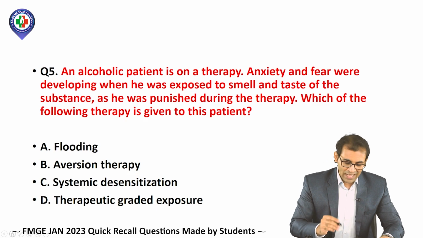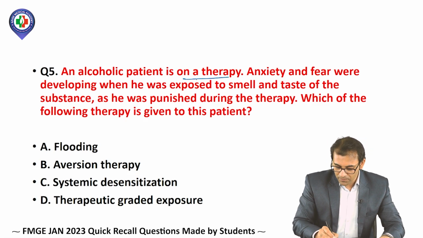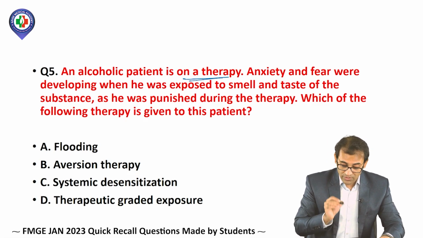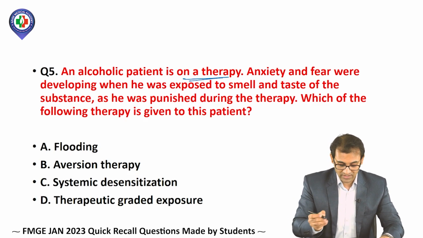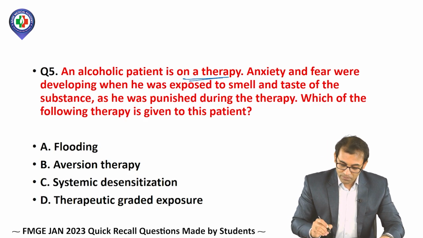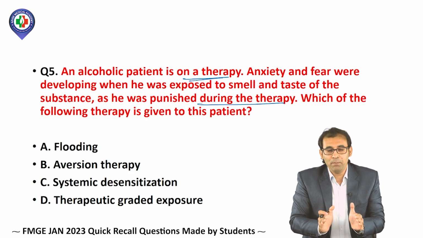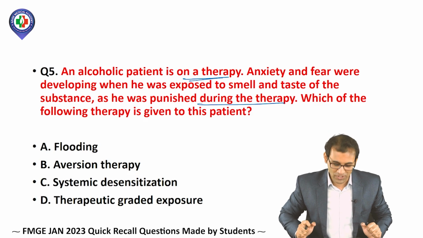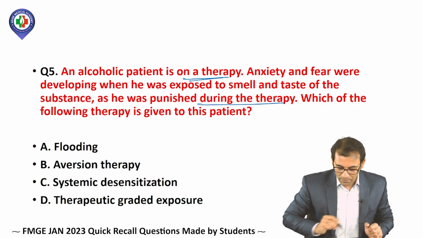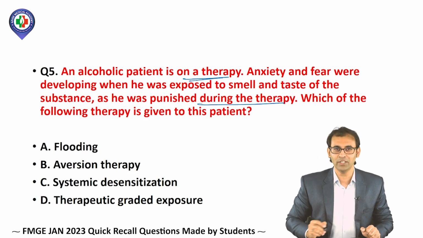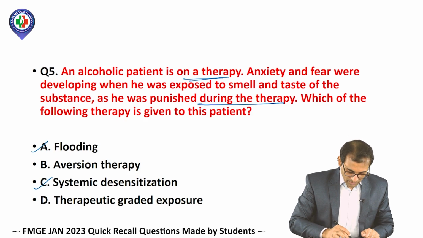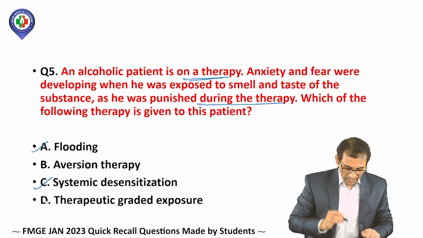Fifth question, an alcoholic patient is on a therapy. Anxiety and fear were developing when he was exposed to the smell and taste of the substance, as he was punished during the therapy. Basically, this is a type of therapy where punishment is given to the patient. Which of the following therapy is given to this patient? First of all, rule out other options. Flooding, systemic desensitization, therapeutic graded exposure.